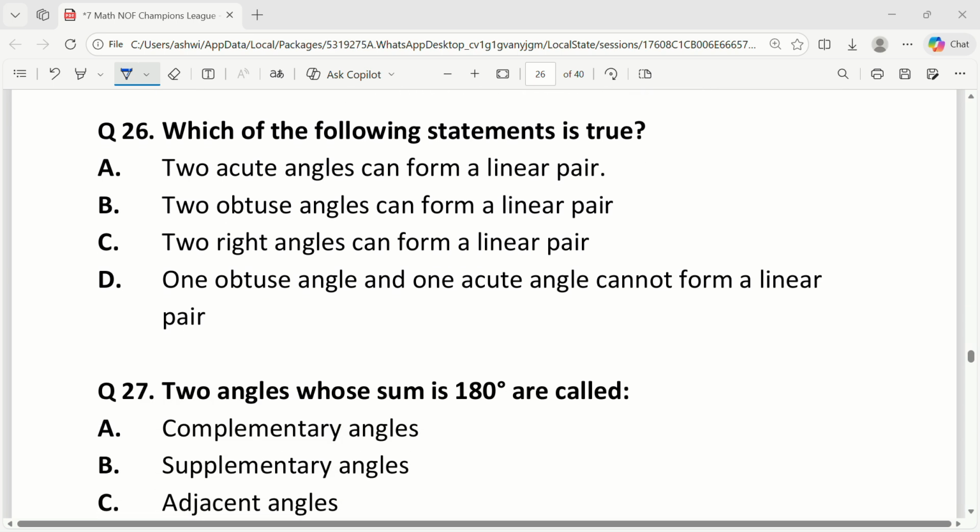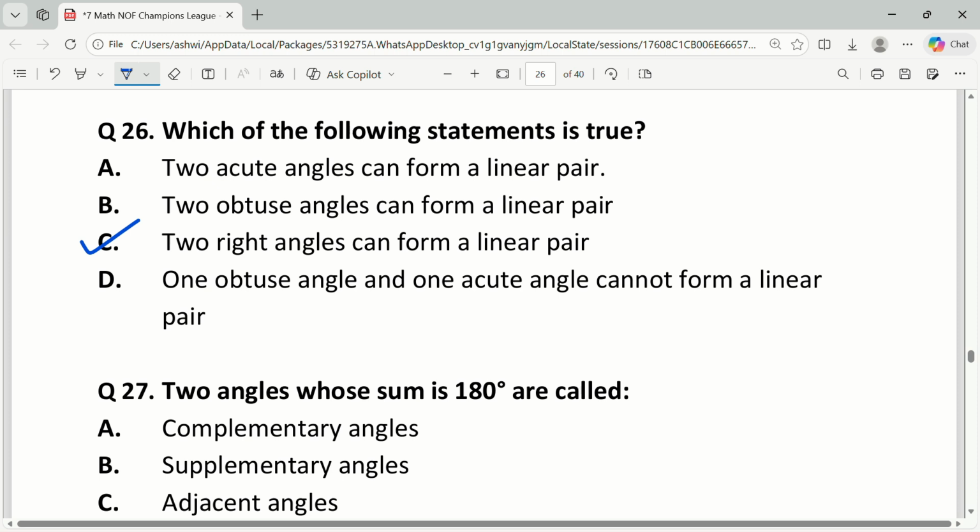Question 26. Which of the following statements is true? A. Two acute angles can form a linear pair. B. Two obtuse angles can form a linear pair. C. Two right angles can form a linear pair. D. One obtuse angle and one acute angle cannot form a linear pair. The answer is C. Two right angles can form a linear pair.